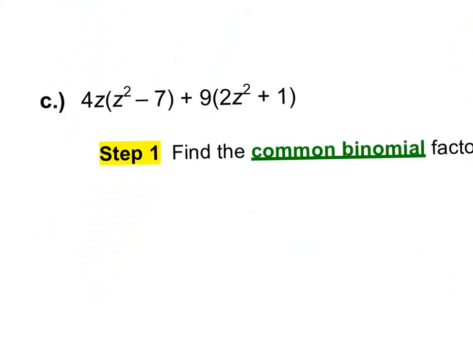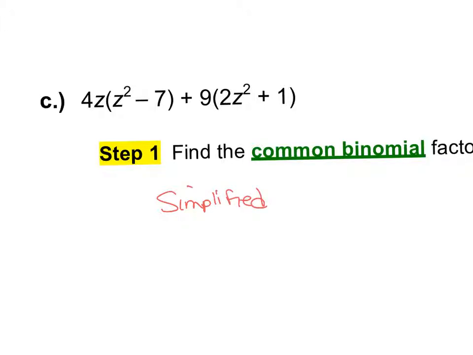Okay, looking at this one. When I look at this, I notice that they do not have a common parentheses. These are not the same. So I can't factor out the parentheses. And 4 and 9 don't have a common factor besides 1. So I can't factor that out. So this is already simplified. It is already factored out.